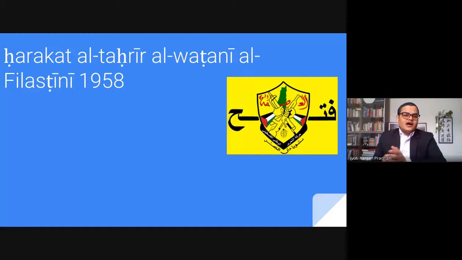Now, Fatah's full form doesn't start with F, it starts with H: Harakat al-Tahrir al-Watani al-Filastini. But if we shorten it and create an acronym, it becomes Hataf, and Hataf in Arabic would mean end. So you don't want to name your organization the end. You don't want it to end. So what they do is they write it in Arabic, so it is written from right to left, and then they take the first letter of each word from the left. So it ends up as Fatah, which means in Arabic victory or conquest.